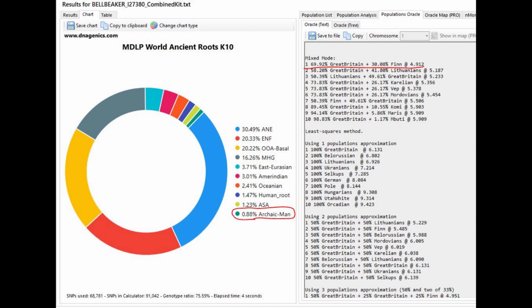This is what he scores with MZLP World Ancient Roots K10. With the Oracle, he's very funnily getting modeled as a mixture of Great Britain plus Finnish, which I'm not really paying too much attention to. But what's interesting is he's scoring 0.8% archaic, so if you multiply that by 2, we can assume that he had around 1.5% Neanderthal admixture.